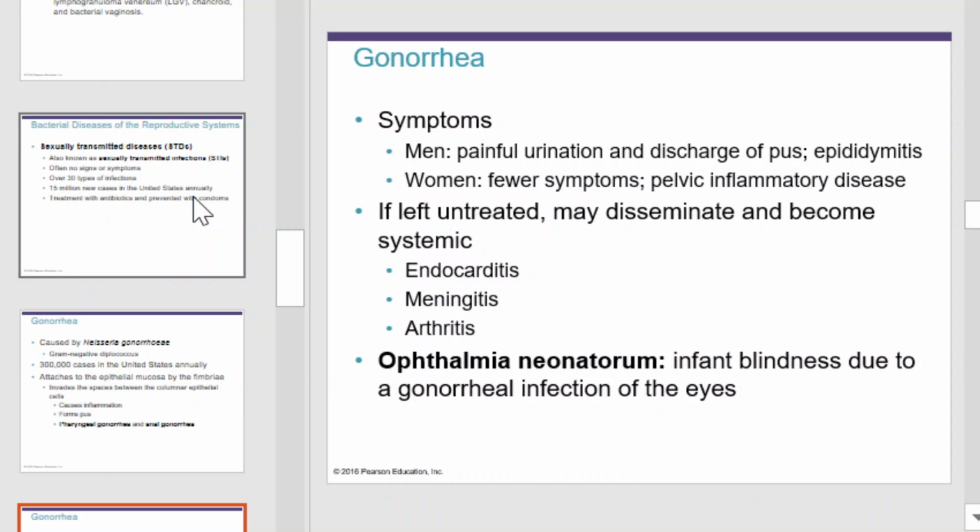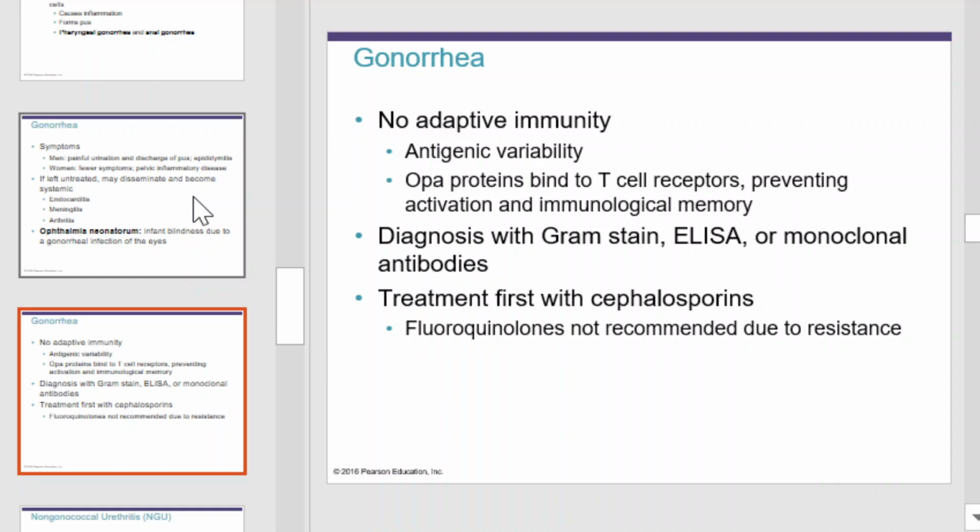Ophthalmia neonatorum is a form of gonorrhea that can be transmitted to infants and cause blindness. Gonorrhea does not show adaptive immunity. Antigenic variability is common. Opa proteins can bind to T cell receptors and prevent activation and immunological memory. Diagnosis with a gram stain, ELISA, or monoclonal antibodies is the best way to locate and diagnose gonorrhea. And treatment is first with cephalosporins.